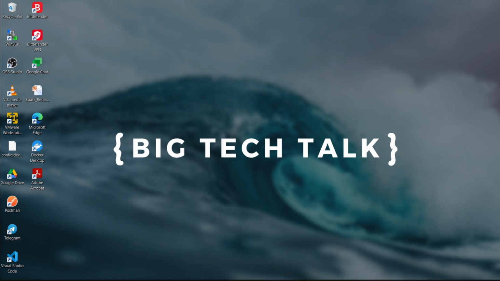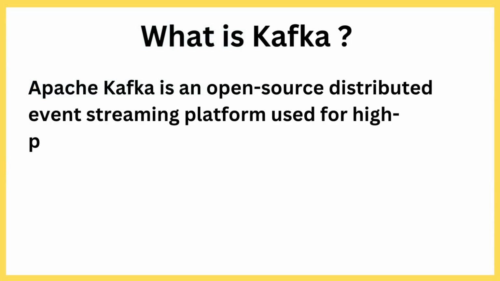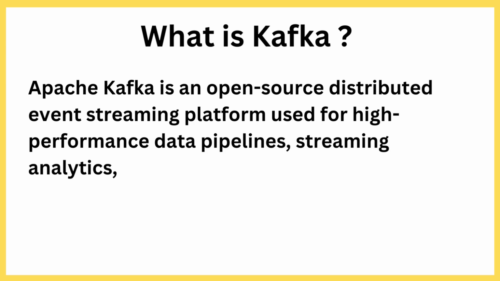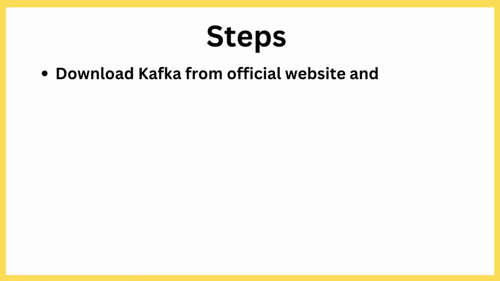So, let's understand what is Kafka. Apache Kafka is an open source distributed event streaming platform used for high performance data pipelines, streaming analytics, and mission critical applications. So let's start the process to set up Kafka on our Windows operating system.